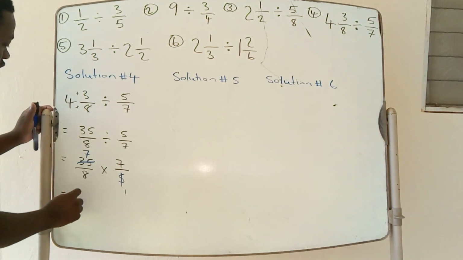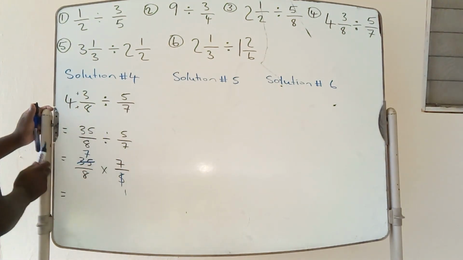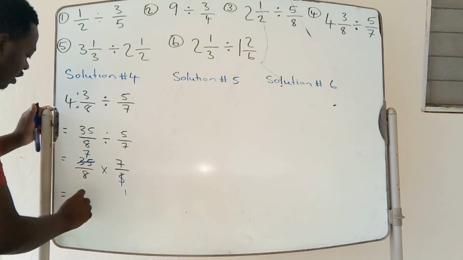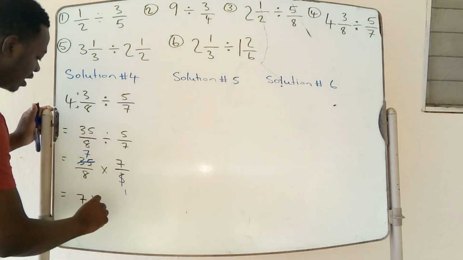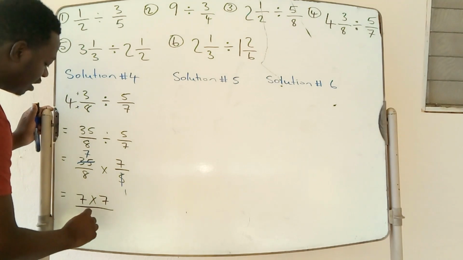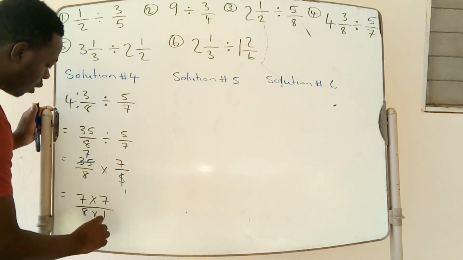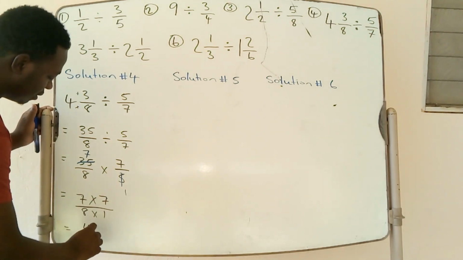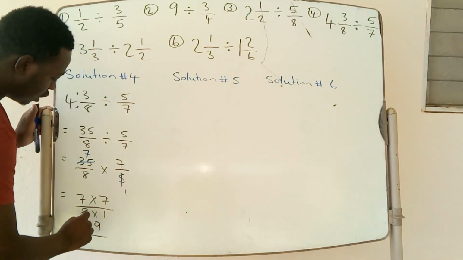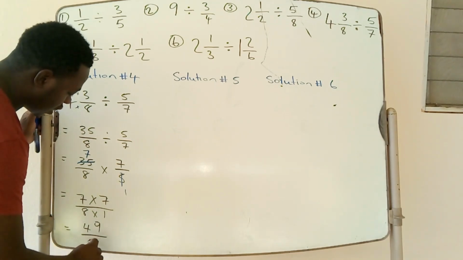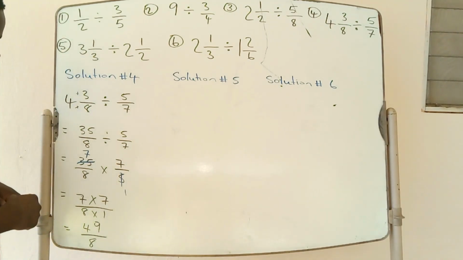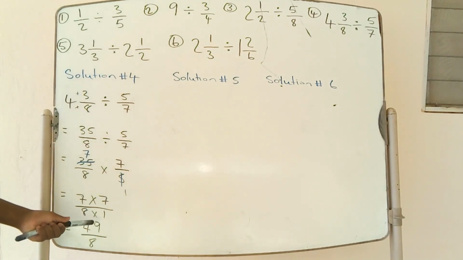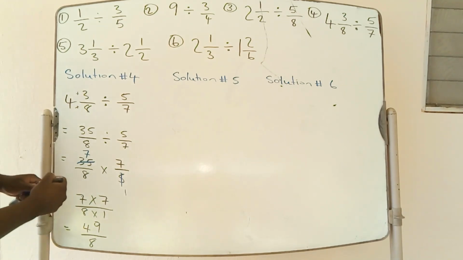So what we're going to do is to just multiply numerator by numerator and denominator by denominator. So this is going to be 7 times 7 all divided by 8 times 1. And our final answer is 7 times 7, that's 49, over 8 times 1, that's just 8. Right? You can leave your answer as just 49 over 8, or you can reduce it to a mixed number.